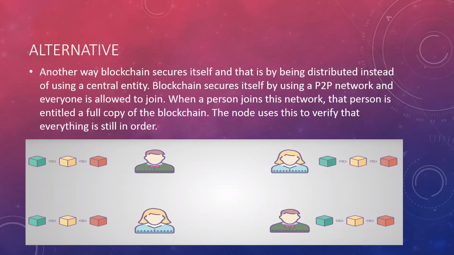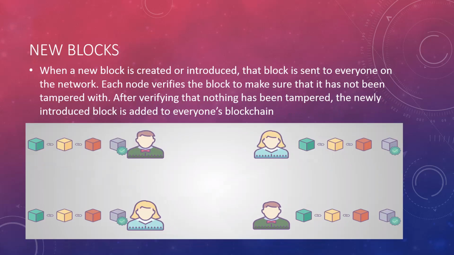Alternative. Another way blockchain secures itself is by being distributed instead of using a central entity. Blockchain secures itself by using a P2P network and everyone is allowed to join. When a person joins this network, that person is given a full copy of the blockchain. The node uses this to verify that everything is still in order.